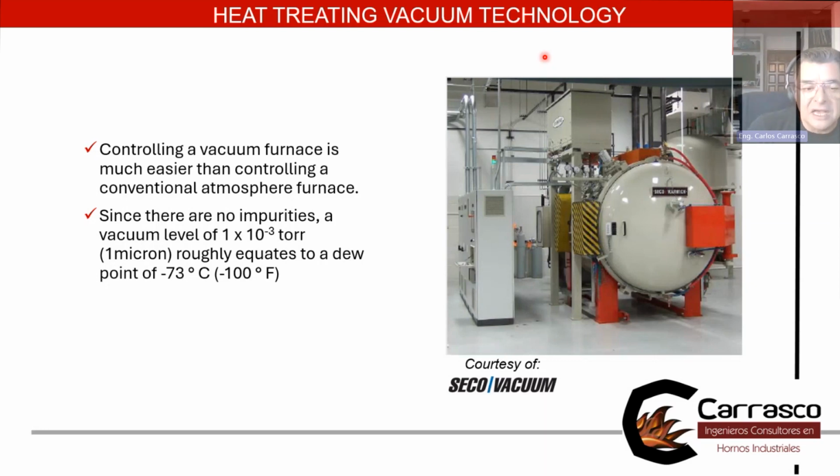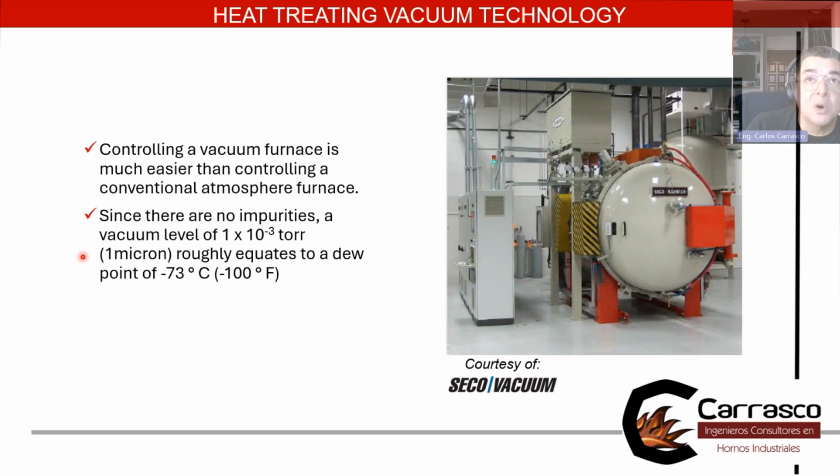In a vacuum furnace, as long as it's well sealed, the doors are okay and all the connections are sealed, there are not impurities inside the furnace that is running on a level of 10 minus 3 torr or 1 micron, which approximately equates the dew point of minus 73 Celsius, which is a number very used in the controlled atmosphere furnaces. So in the vacuum furnace, I just evacuate the furnace, and then I can start heating the process and heating out the loads.